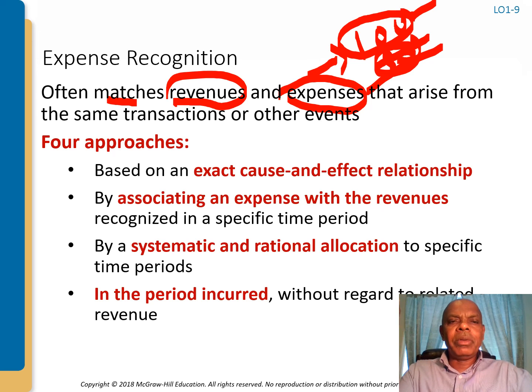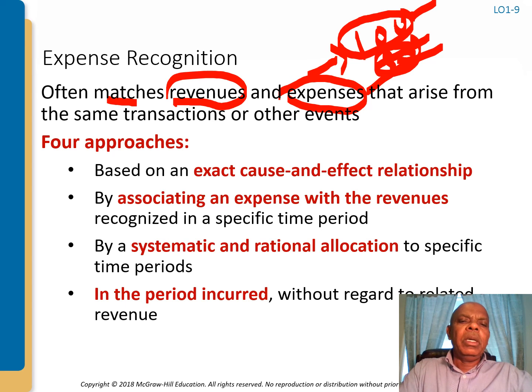That's expense recognition. Expense recognition says that you have to match. You have to report expenses in the same period when you report your income. Okay, four approaches based on exact cause and effect relationship by associating expense with revenue, specific time period, systematic and rational allocation.